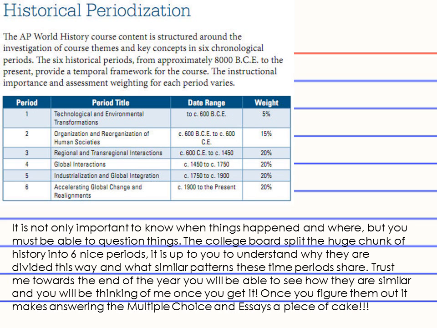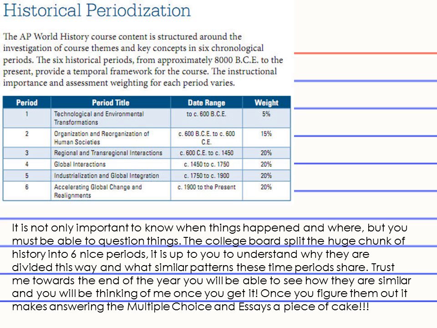So the first one is from 8000 BCE to 600 BCE. Then you have 600 BCE to 600 CE. And CE is Common Era, BCE is before Common Era. They changed it from AD and BC just to keep any religion out of it. Then you have 600 CE to 1450, 1450 to 1750, 1750 to 1900, and then 1900 to the present day.